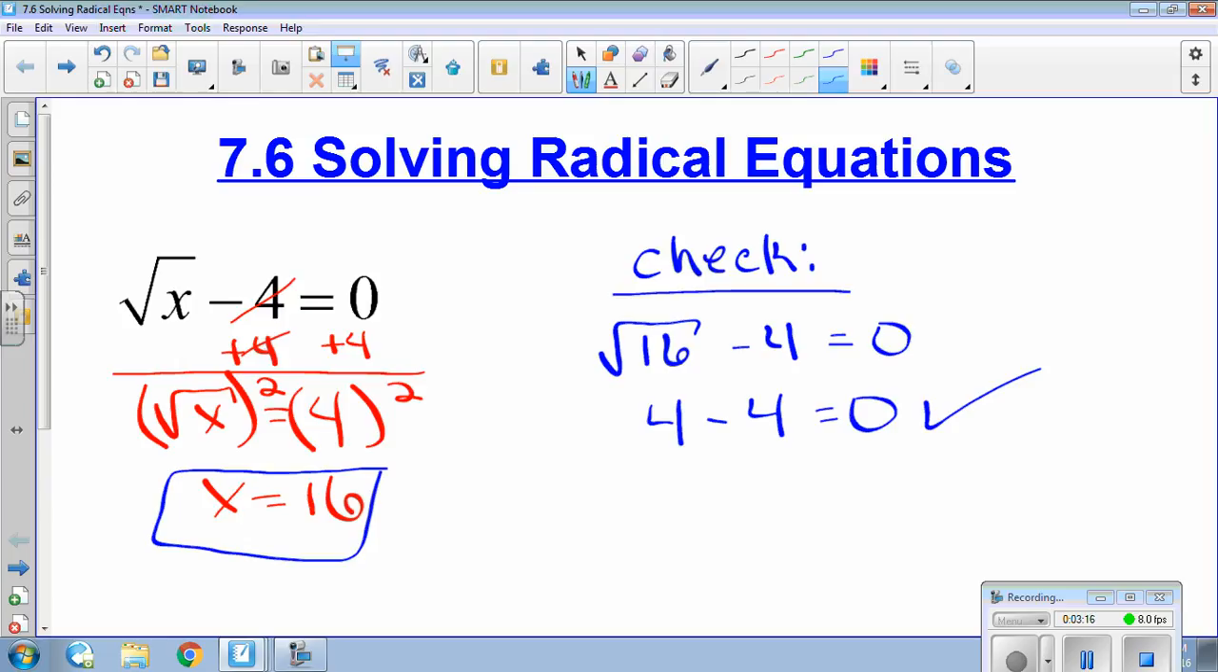Now, sometimes they don't write the square root of x. Sometimes they write x to the 1/2 power. The same thing? Yes. Any questions?